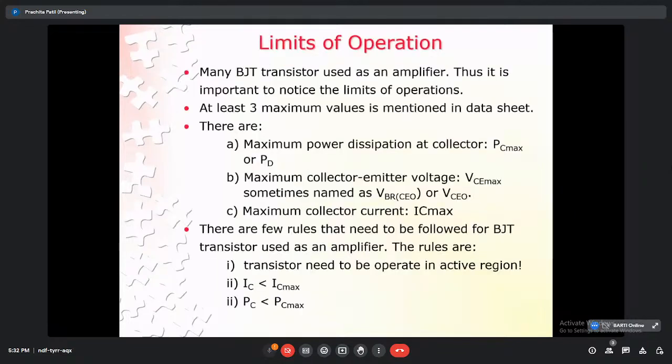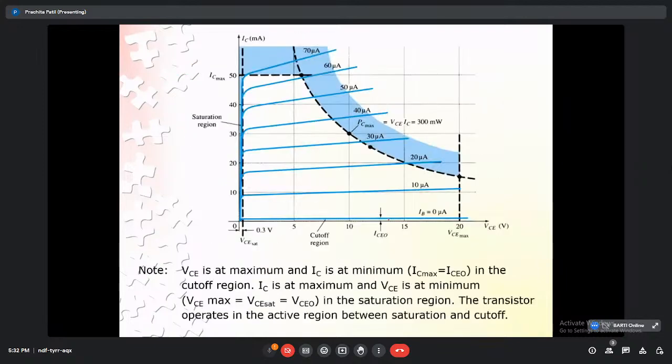But here we can see some of the limits of operation. Many BJT transistors are used as amplifiers. Thus, it is important to notice the limits of operation, meaning what to do and what not to do. At least three maximum values are mentioned in the data sheet: maximum power dissipation at the collector, like PC max or PD, maximum collector emitter voltage, sometimes named VBR, and maximum collector current. So these parameters must be known and used while using any of the transistors.